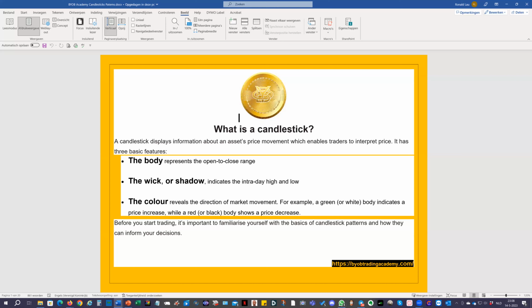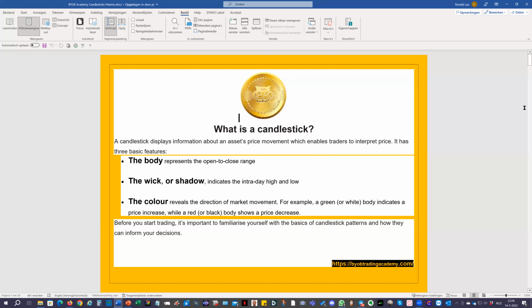We would have looked at that last week. And of course, part of a candle, you will have the wick. Some of us know it as a shadow. So pretty much what it does, it indicates where the price has moved to the highest point and to the lowest point.